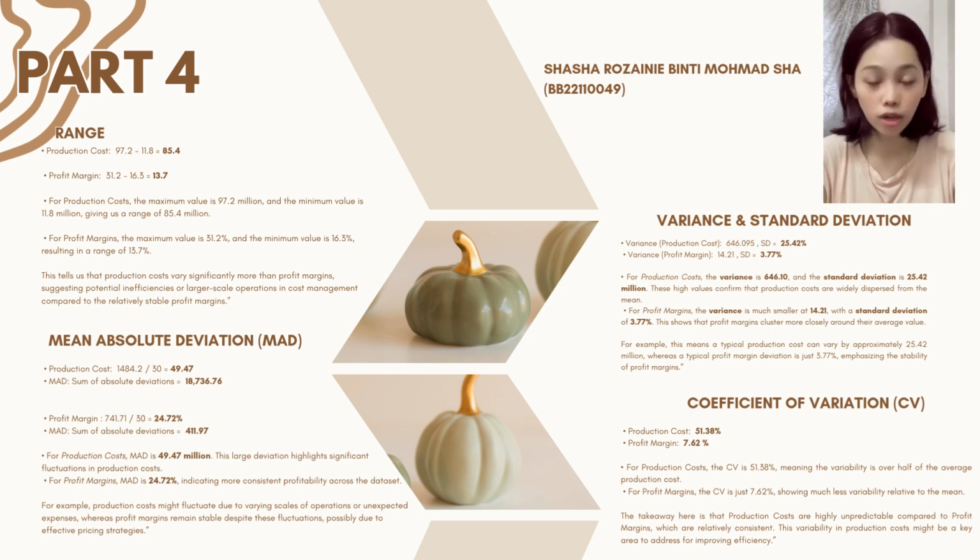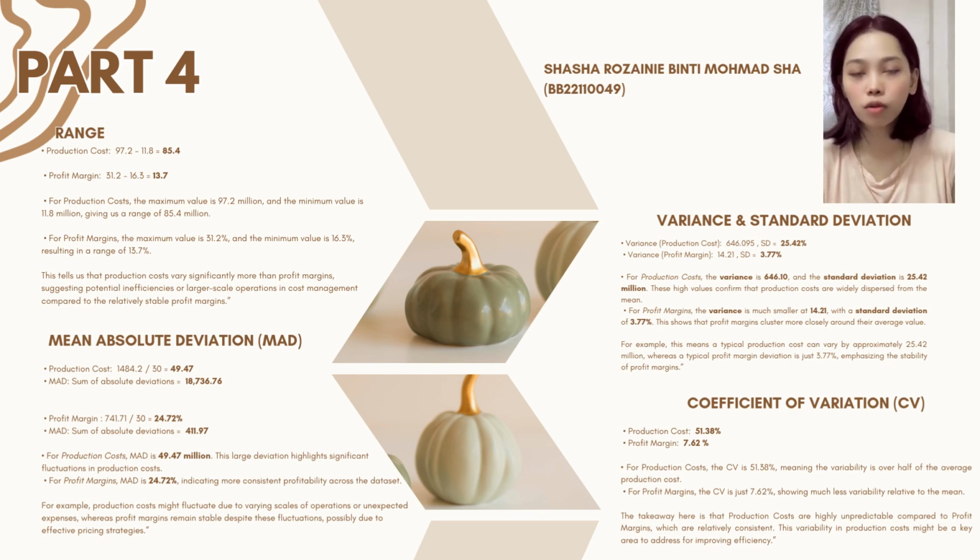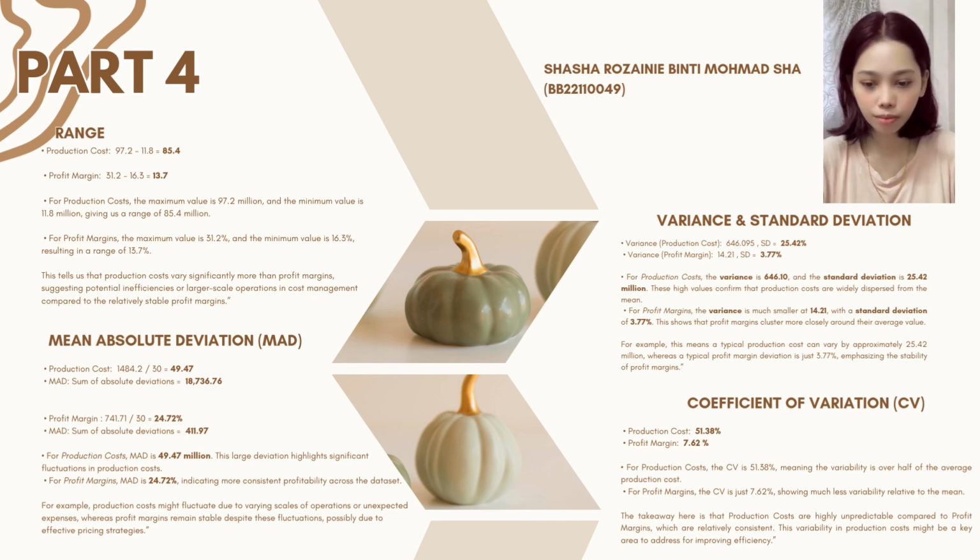around the average value. For example, this means typical production cost can vary by approximately 35.42 million, whereas a typical profit margin deviation is just 3.77%, emphasizing the stability of profit margin.